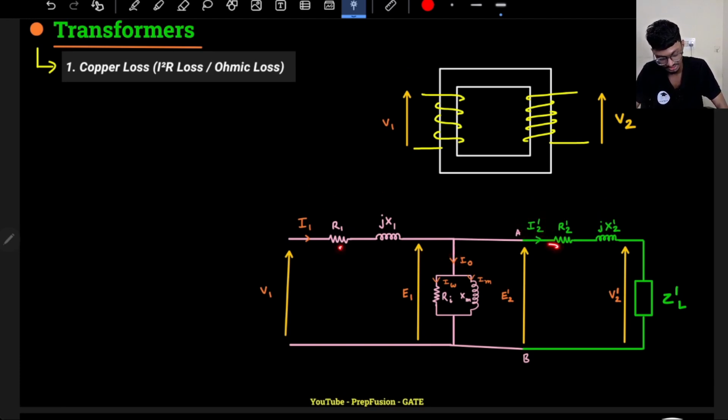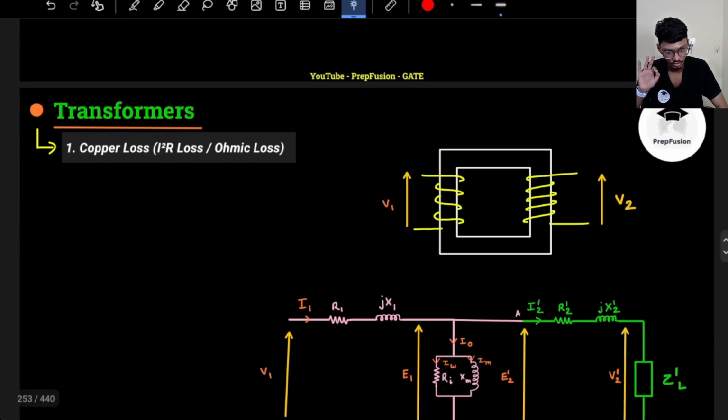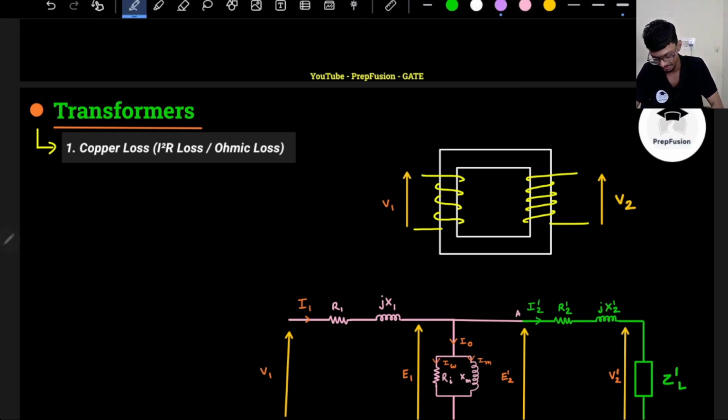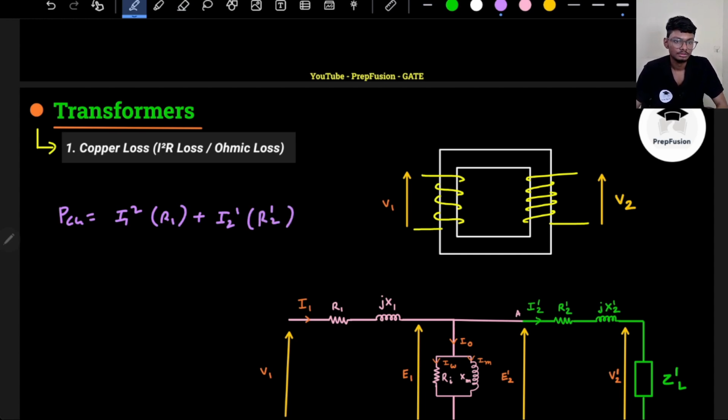So these two can be in series. All these I have explained previously, so I am not explaining in depth here. All these have been discussed already. So from here directly, the overall copper loss due to both the windings, the absolute value, will be I1 square R1 plus I2 dash square into R2 dash. Okay, so we had derived this previously.